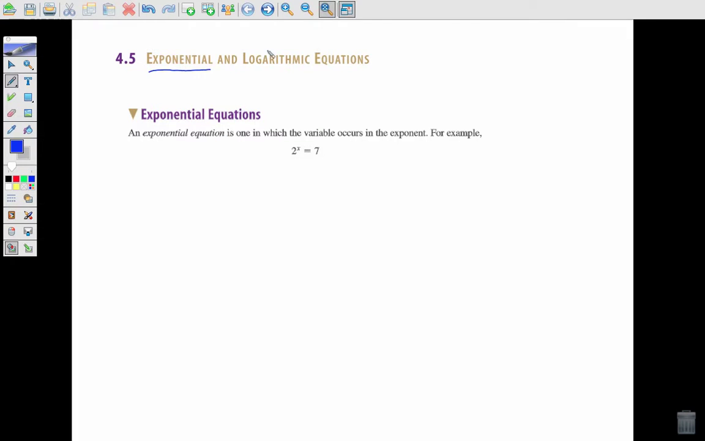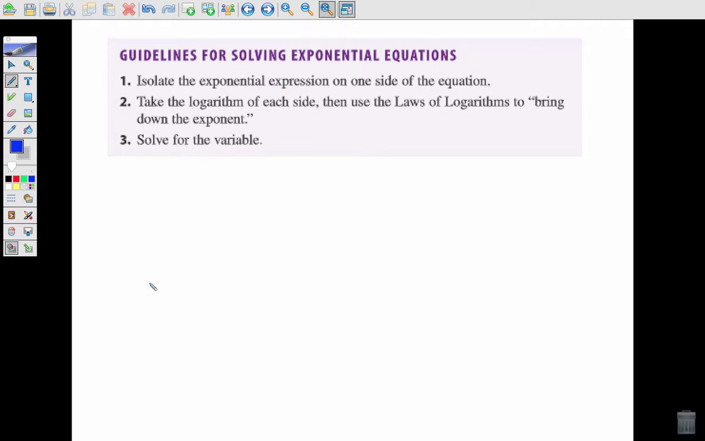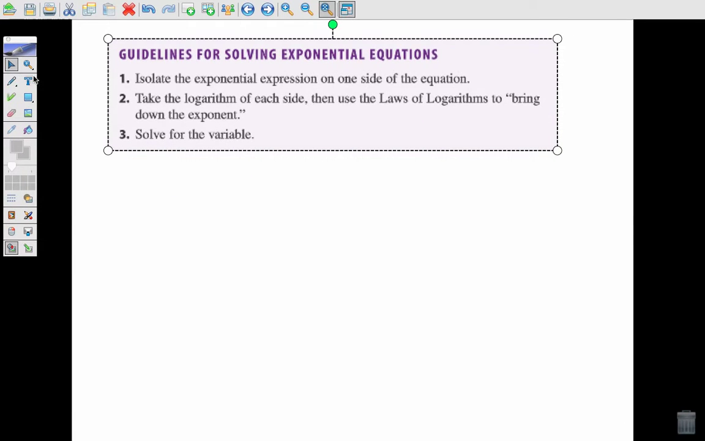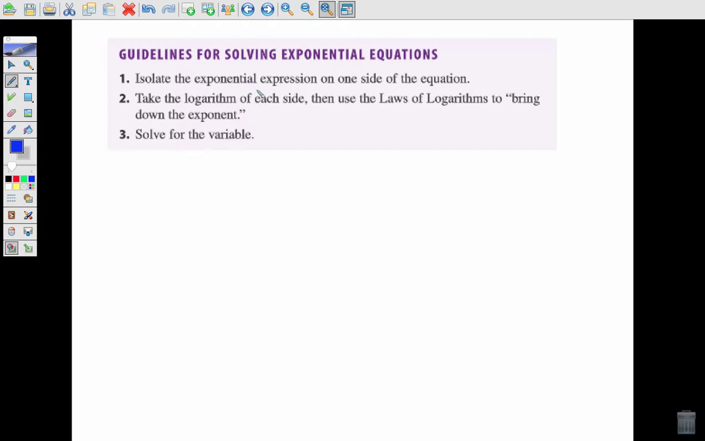Okay, so the first thing I want, if you haven't already, is to write down the steps for solving an exponential equation. Step 1 is to isolate the exponential expression. So you want to isolate the base and exponent on one side of the equation.